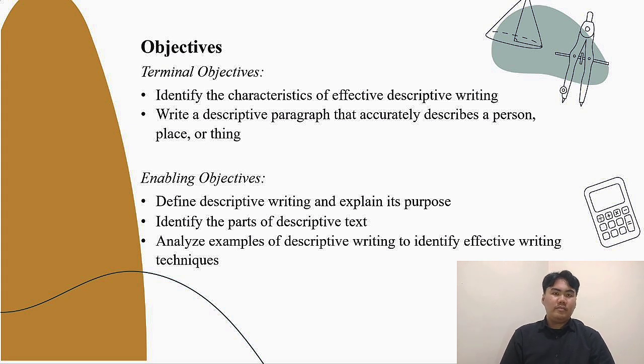Terminal objective: identify the characteristics of effective descriptive writing. Write a descriptive paragraph that accurately describes a person, place, or thing. Next is enabling objective. Define descriptive writing and explain its purpose. Identify the parts of descriptive text. And the last is analyze examples of descriptive writing to identify effective writing techniques.